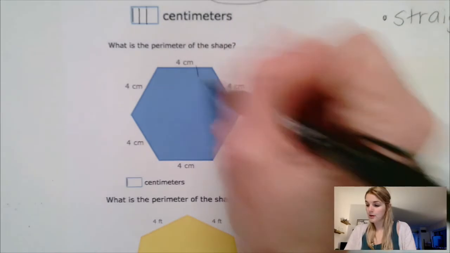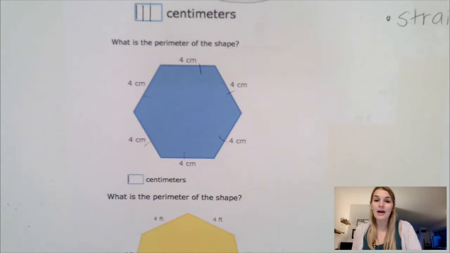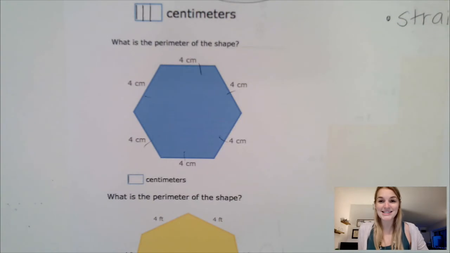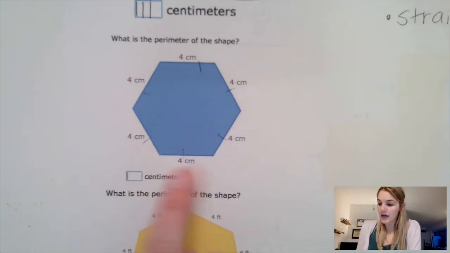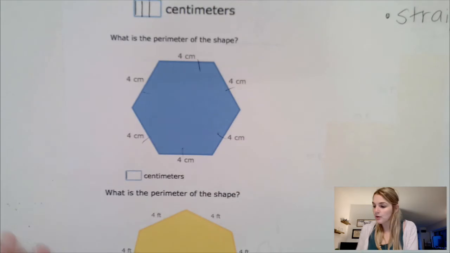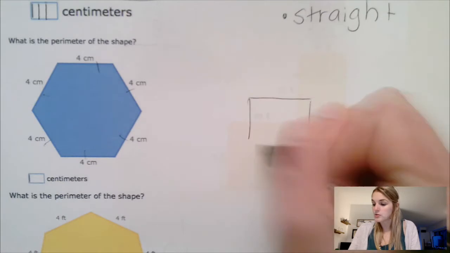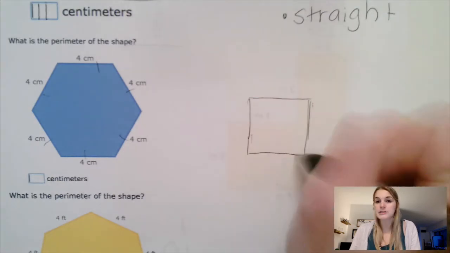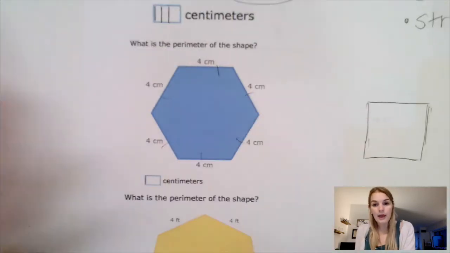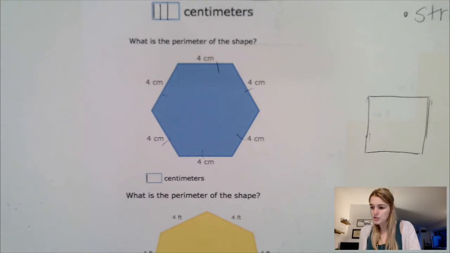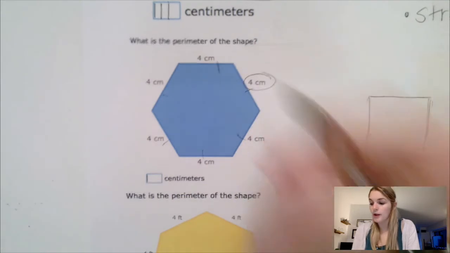Here we have a 1, 2, 3, 4, 5, we have a hexagon here. It has 6 sides. And I see that in a hexagon, all of the sides are the same. Just like when you see a square and you know all the sides are the exact same length, same thing with a hexagon. So I see that one of the sides is 4.